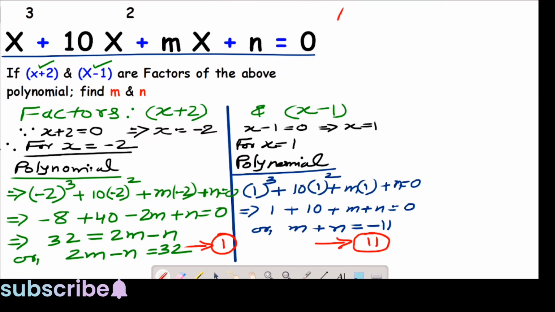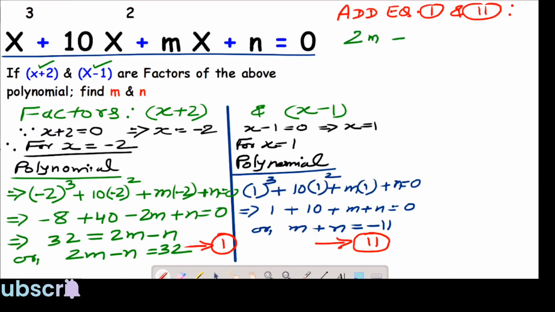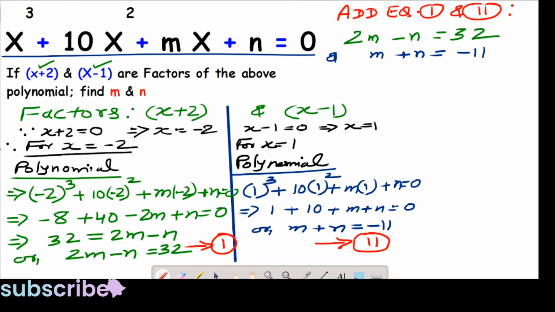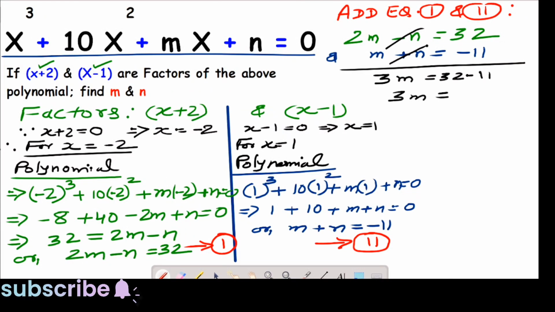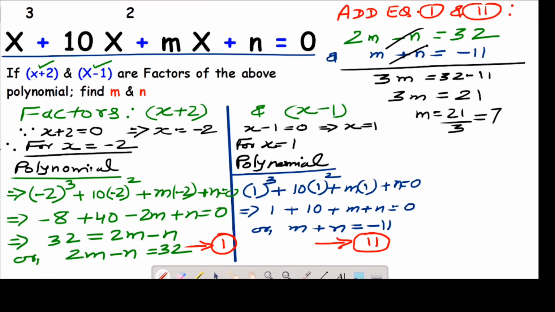Now, we have two equations, we have two variables. The two variables are m and n, and two equations are shown as equation number 1 and 2. Now just add equation number 1 and equation number 2, so that n will be cancelled out and we will be having only one equation in the form of m, and we will get the value of m. So just adding equation number 1 and 2, you get 2m plus m, that is 3m is equal to 32 minus 11, that's equal to 21. So this will give the value of m as 21 by 3, which is equal to 7. So the value of m is identified now, that is m is equal to 7, right?